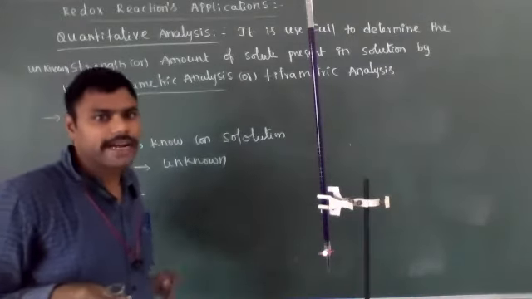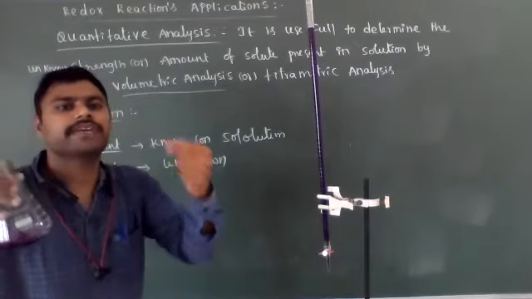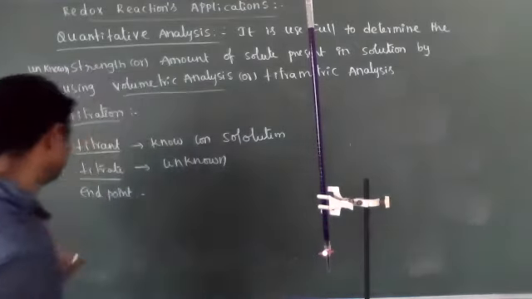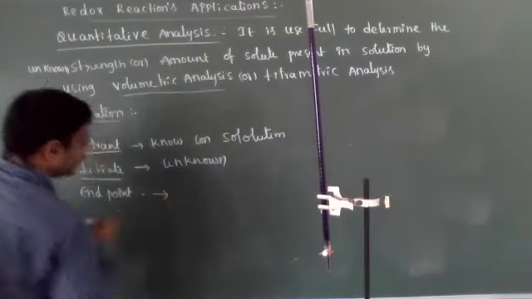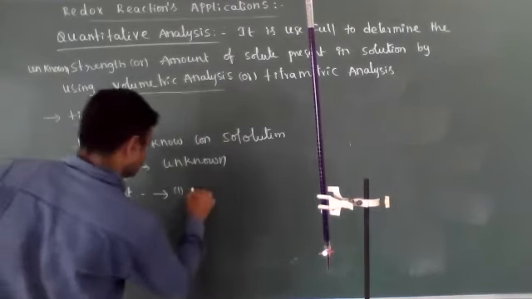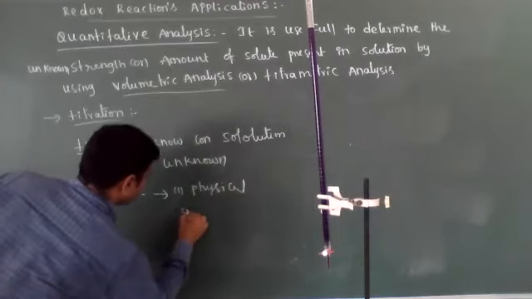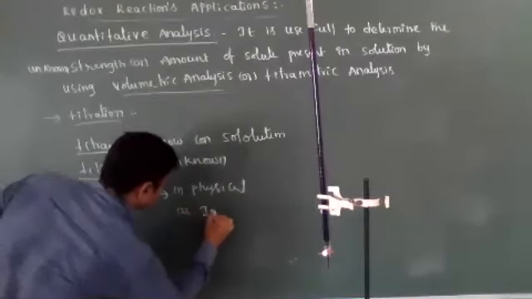To identify end points, sometimes the color changes, or sometimes we need to use indicators. So for the end point, one way is to identify it by physical observations, or otherwise we need to use indicators.